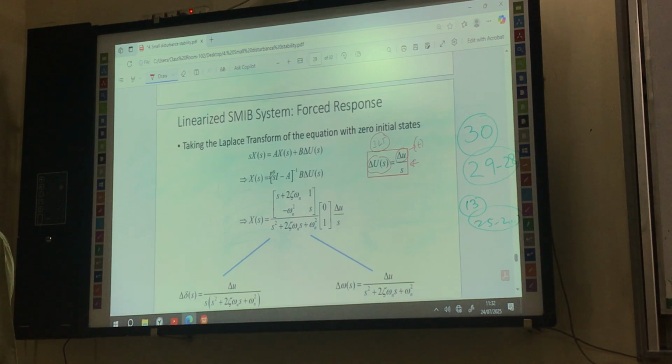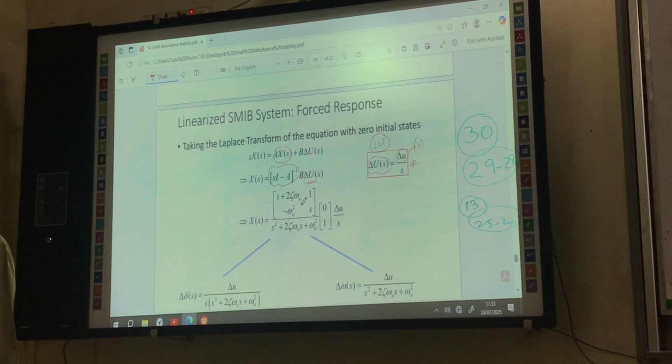Now, look, what will be your x of s? You can just take this term to the left side, and take x of s common, then you will get sI minus A. Again, bring that sI minus A to the right side, then you will get the inverse. You know this well, it's the same sI minus A, right? So you will get this, and this is simply del u over s, as this is a step input.